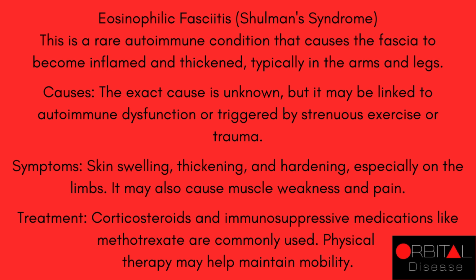3. Eosinophilic fasciitis, Shulman syndrome. This is a rare autoimmune condition that causes the fascia to become inflamed and thickened, typically in the arms and legs. Causes: the exact cause is unknown, but it may be linked to autoimmune dysfunction or triggered by strenuous exercise or trauma. Symptoms: skin swelling, thickening, and hardening, especially on the limbs.